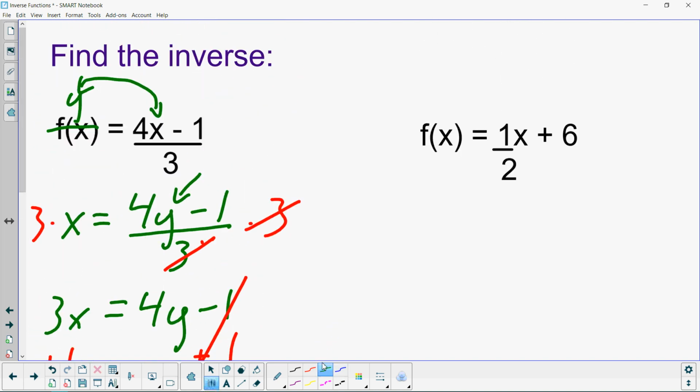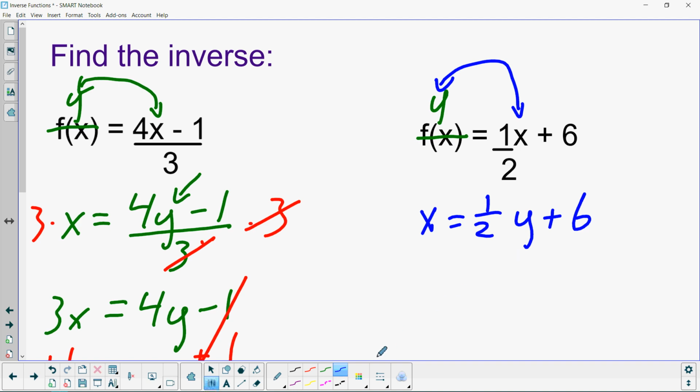So again, the first thing we're going to do is change our f of x to a y for simplicity. Then we're going to reverse the position of x and y in the function. So we get x equals 1/2 y plus 6. All right. Now we need to solve for y. So we're going to add 6.